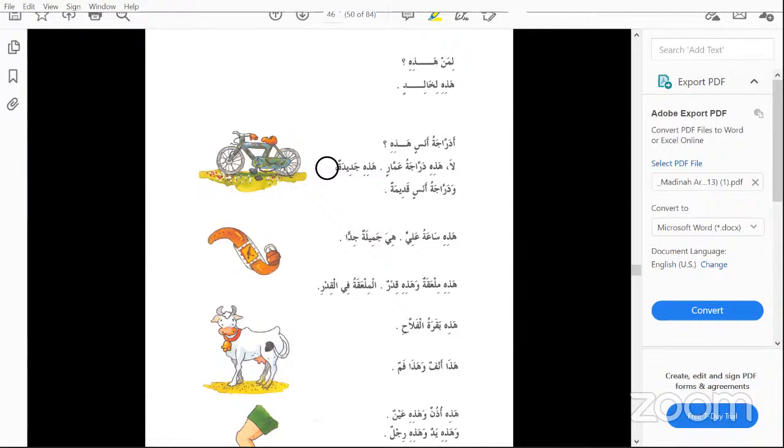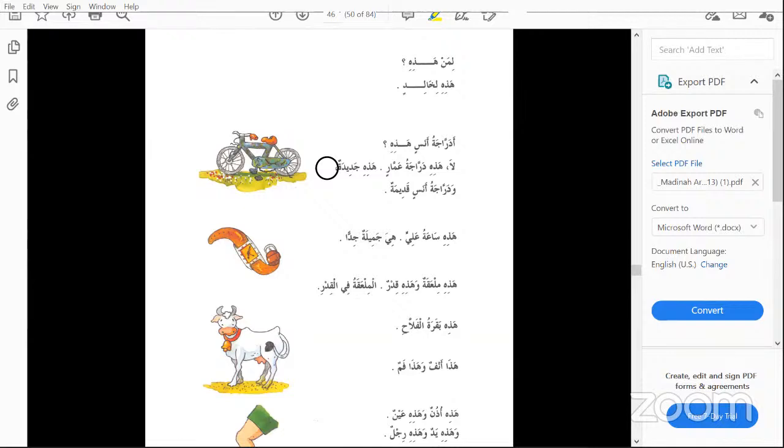Ad-darrajatu anasin hazihi? Is this Anas's bicycle? La, hazihi darajatu Ammarin. Hazihi jadidatun. No, this is Ammar's bicycle. This is new. Wa darajatun Anasin kadimatun. The bicycle of Anas is old.